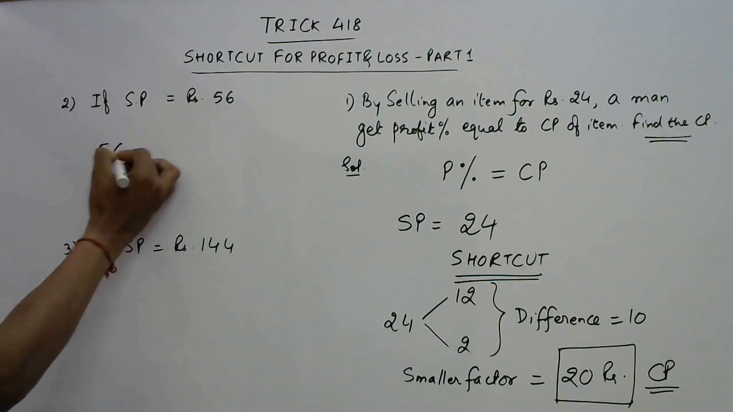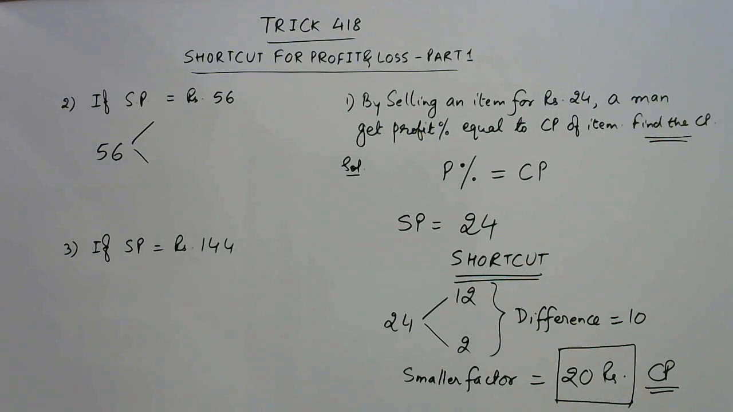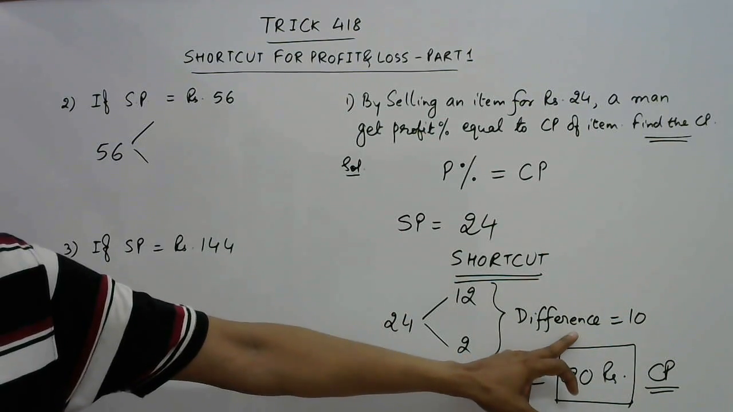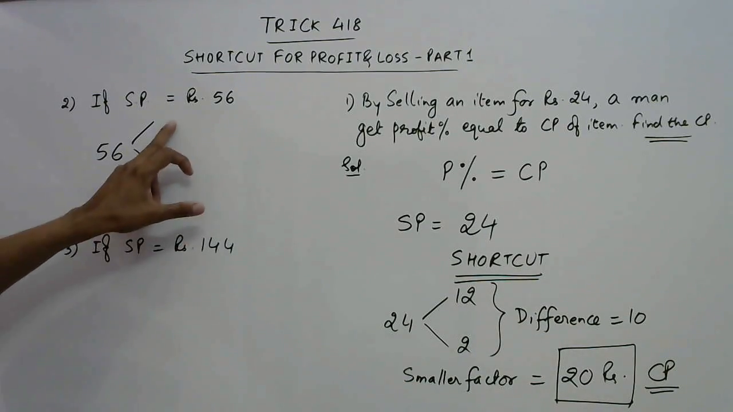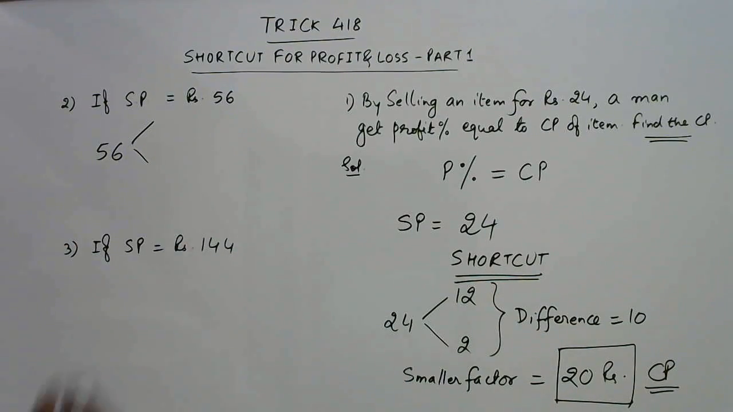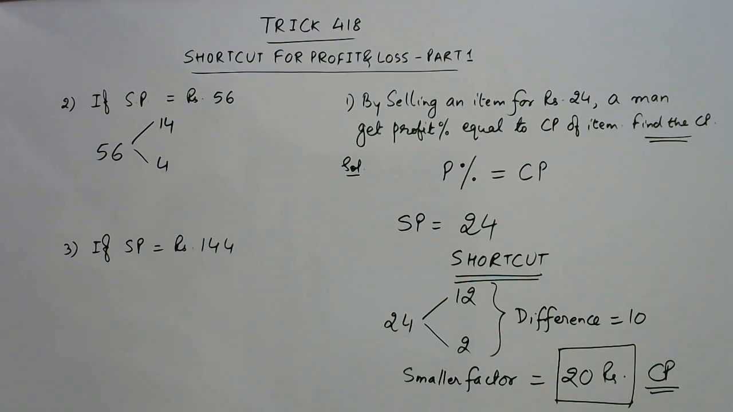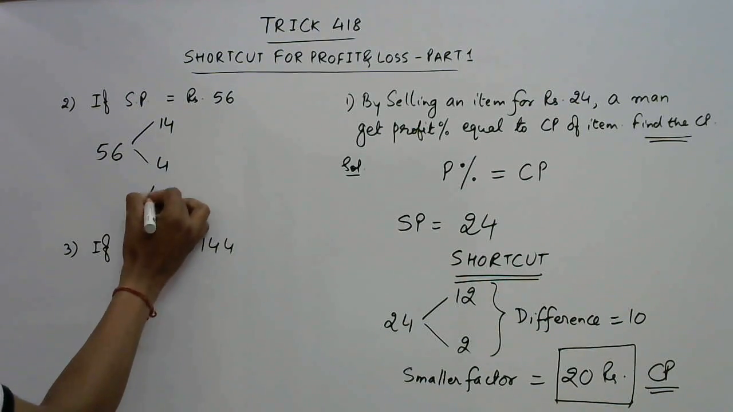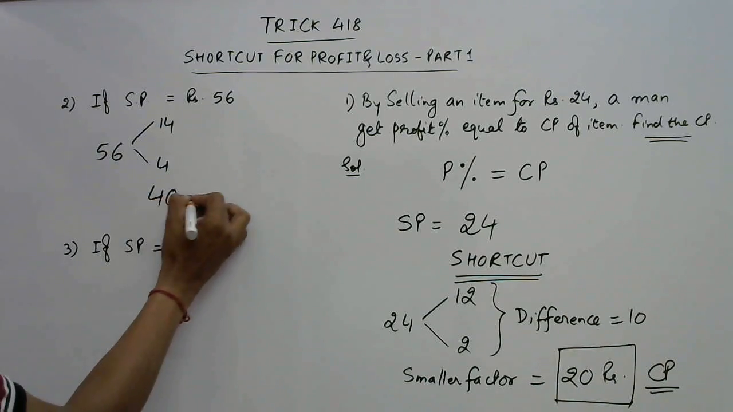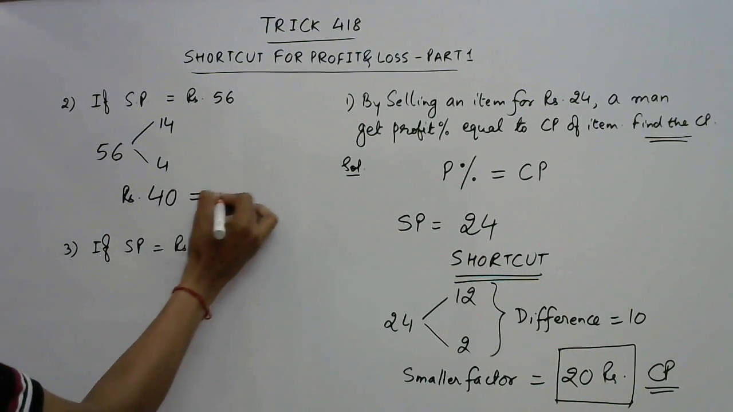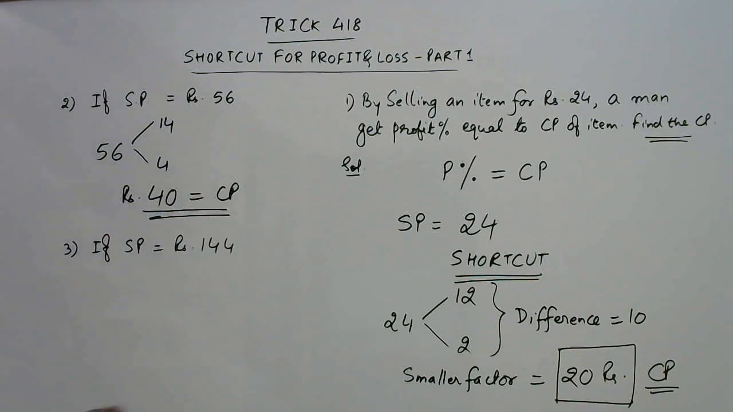So 56 is to be divided into two factors whose difference is 10. So this is the shortcut, difference should be 10. So what are the factors? We have 14 and 4 because 14 into 4 is 56 and the difference of 14 and 4 is 10. This is what we need to find out. Now what is the smaller factor? 4, put a 0, 40. So rupees 40 is the cost price of the item.